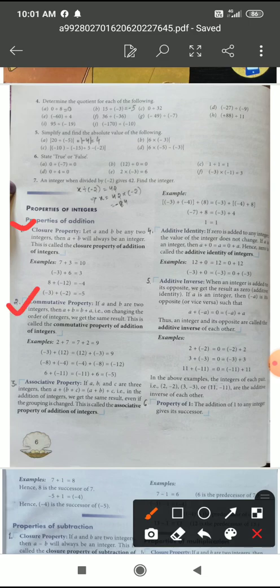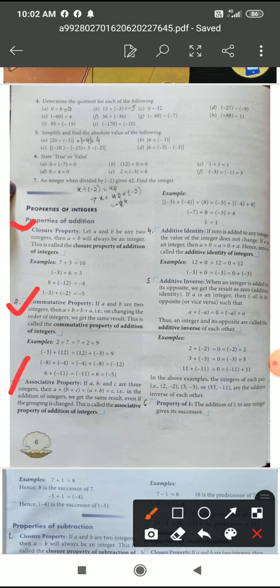Then number 2, commutative property. If a and b are two integers, then a plus b equal to b plus a. For example, 2 plus 7 equal to 7 plus 2 equal to 9. If we change their order, the answer will be the same. And this property is known as commutative property of addition.